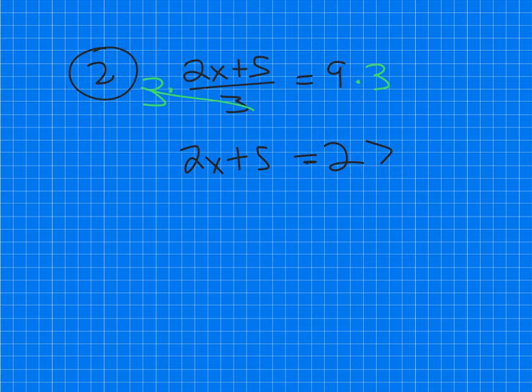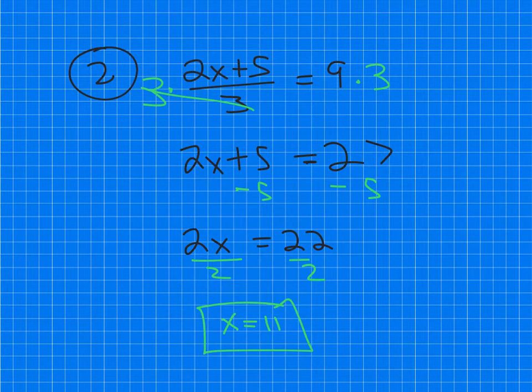And now I can solve it like a regular equation. Subtract 5. So I get 2x equals 22. And then I can divide by 2. And we get x equals 11. So you'll notice on this one, the first thing we did was multiply by 3.